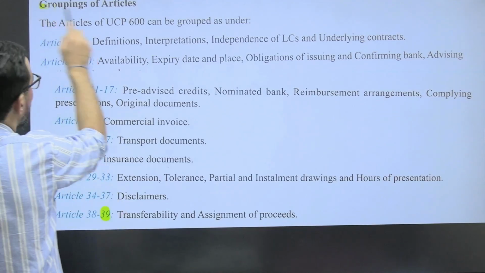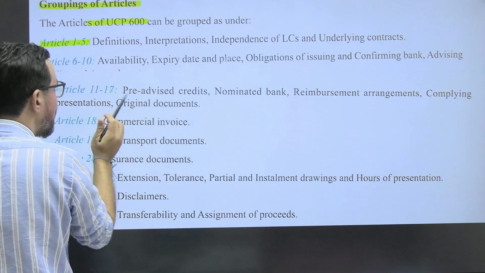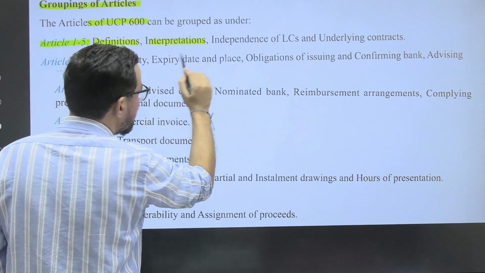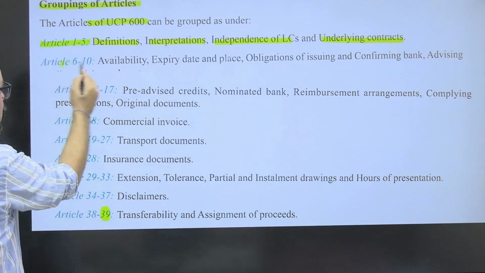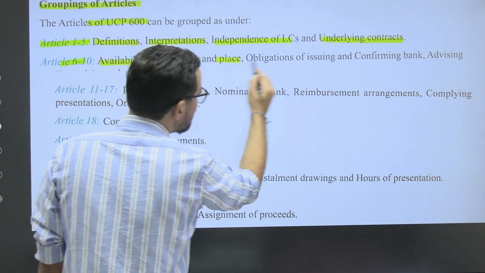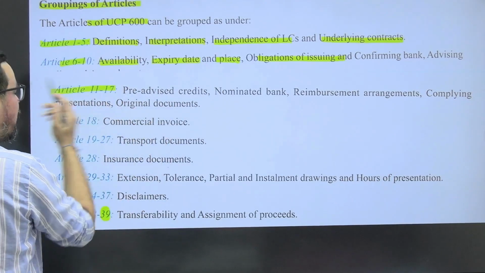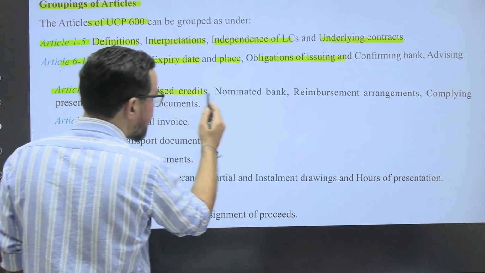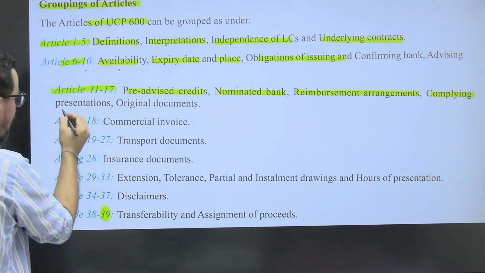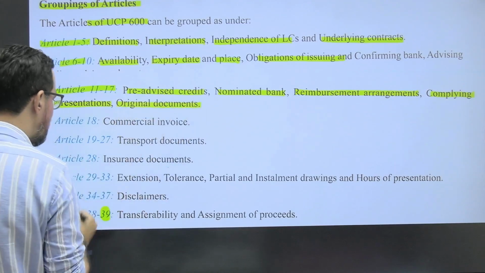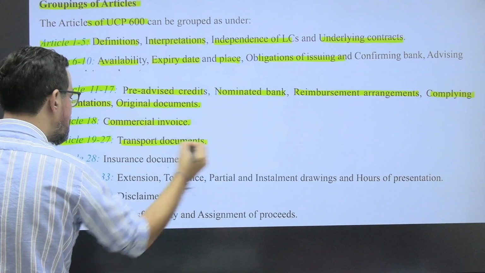So grouping of articles, आपका UCP 600 can be grouped under article 1 to 5, definition, interpretations, independence of LC and underlying contract. 6 to 10 is about availability, expiry date, place, obligation of issuing and confirming bank, advising bank. Yeah. Then 11 to 17, pre-advised credit, nominated bank, reimbursement arrangement, compiling presentation, original documents. Article 18, commercial invoice. Article 19 to 27, transport documents.